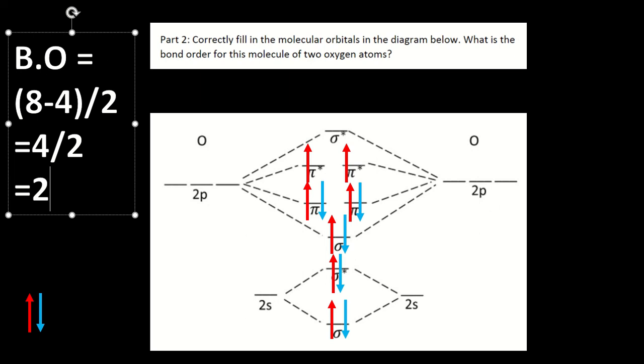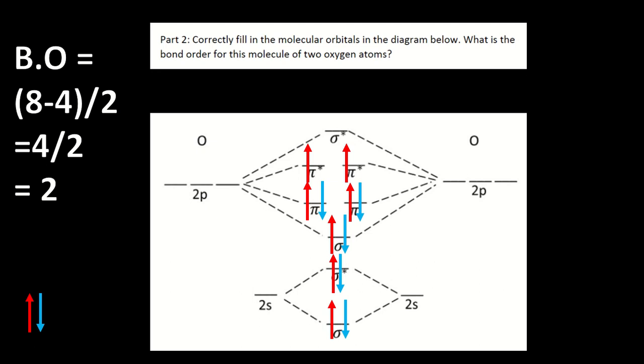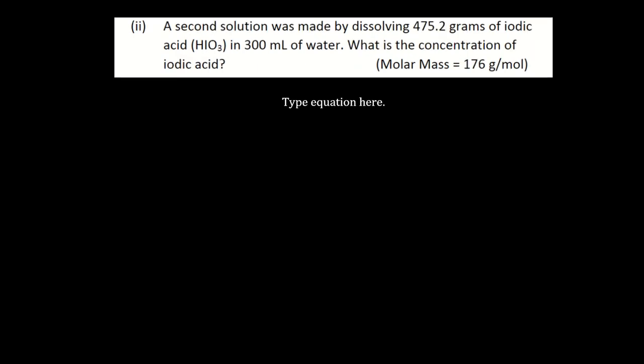And essentially, this is all that part 2 of page 1 was asking: for you to take the atomic orbital electrons and use them to fill up the blank molecular orbitals, and then use those in the bonding and anti-bonding orbitals to determine the bond order, which in this case was 2. Now then, going to page number 2 for solution chemistry.